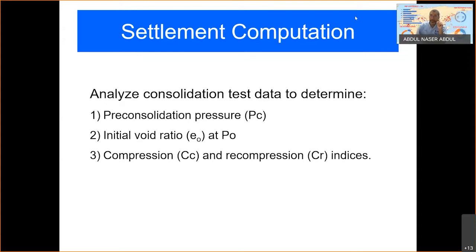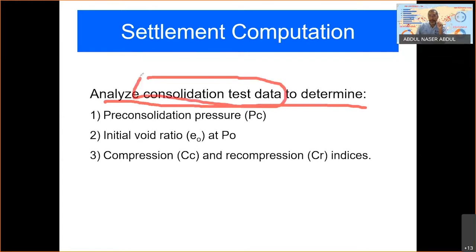So it says here, analyze consolidation test data. Where is this consolidation test data from? It is from the lab test or SI report. Some of you may have seen an SI report, or soil investigation report. In the soil investigation report, if you or the engineers have specified a consolidation test to be done, you will get this information. Yeah, you will have all this information.